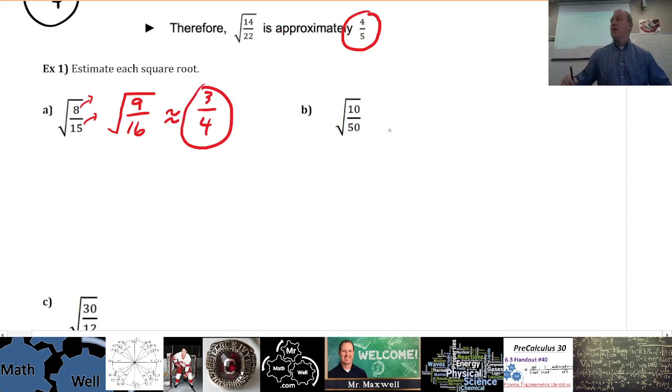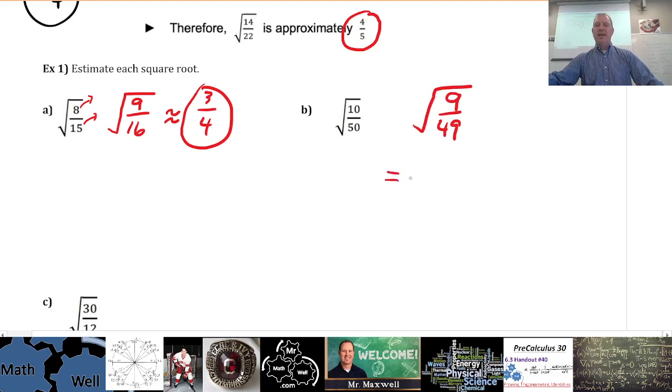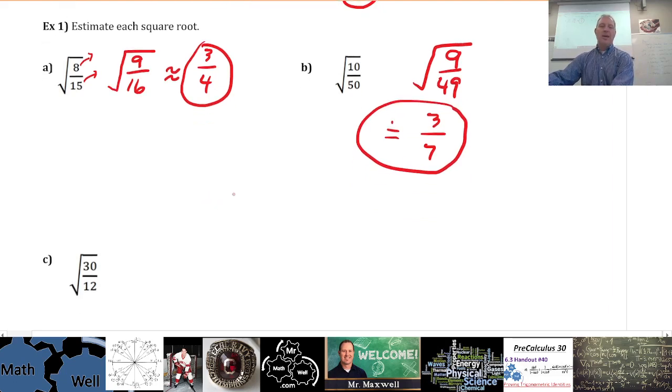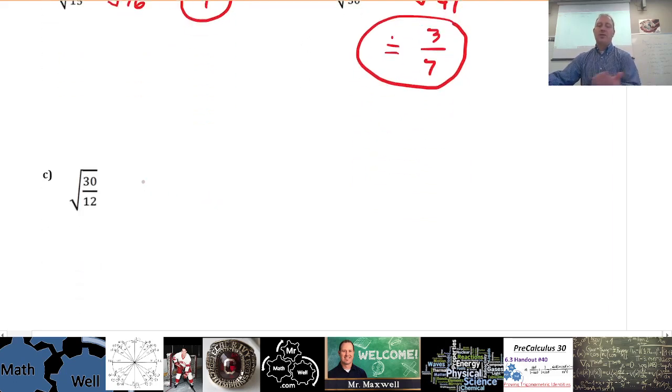And what about B? Where would we go from B? What's the closest perfect squares to 10 and to 50? 9 and 49. Very good. You guys are getting quick at this. So that's going to be approximately equal to 3 over 7. Okay. And I am going to use this symbol because my brain does this. So that one's approximately equal to as well. Okay, let's do the benchmark one for this one. I don't know if this will help you or not, but let's see if this works.